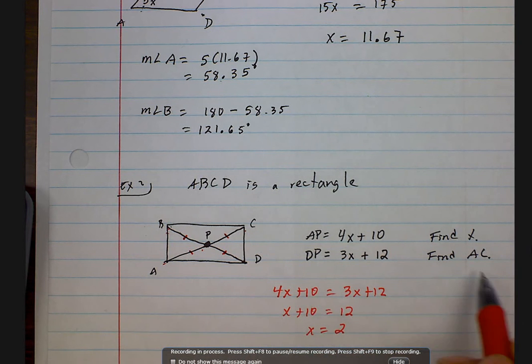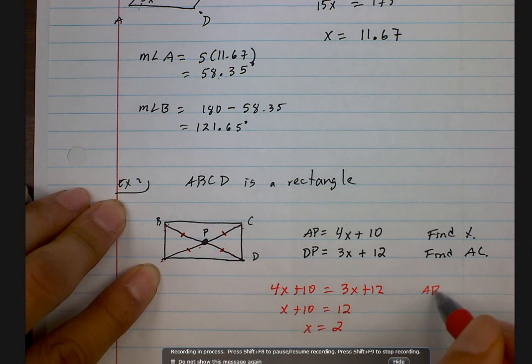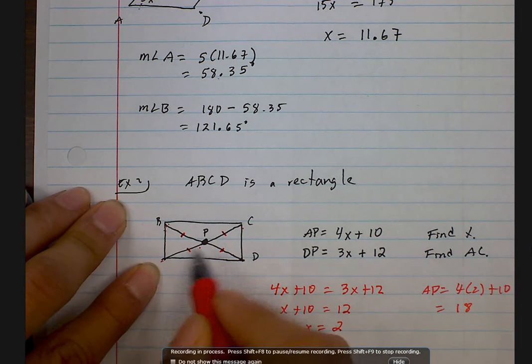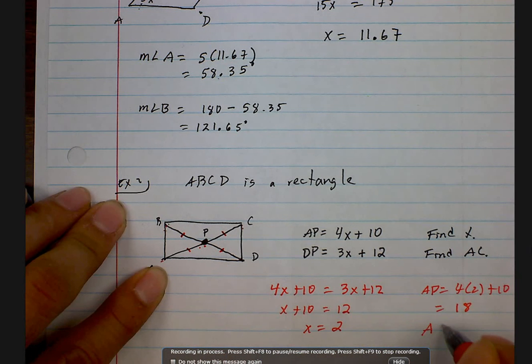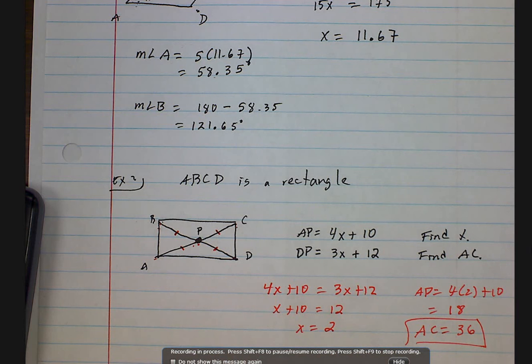Now I want to find AC. In order to find AC, I need to find AP. So AP is going to be 4 times 2 plus 10, which is 8 plus 10, so 18. Well, AP is only half of AC. That means that AC is equal to 36. You are going to get a bunch of problems that look like this. All you have to do is look at the properties, apply them all, and solve the problems.